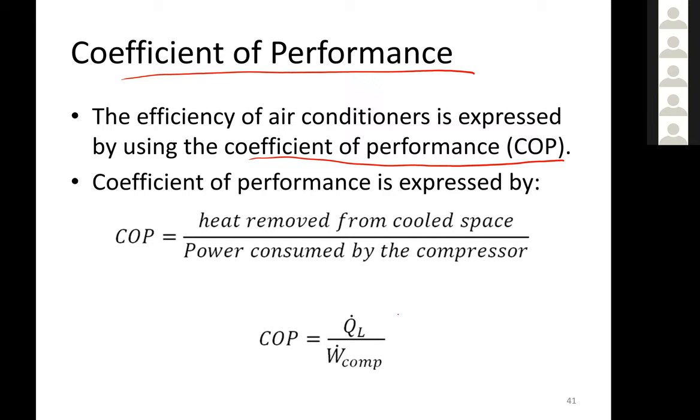Here we have QL divided by the power input. Here we have the heat to be removed. This is our output, our desired output. Here's our required input, the power that needs to be consumed. And so we have QL divided by power input. And this can be greater than one. That's why we use the term coefficient of performance rather than using efficiency.